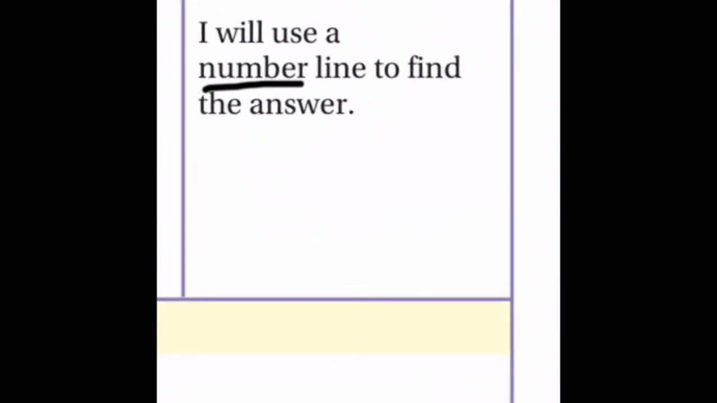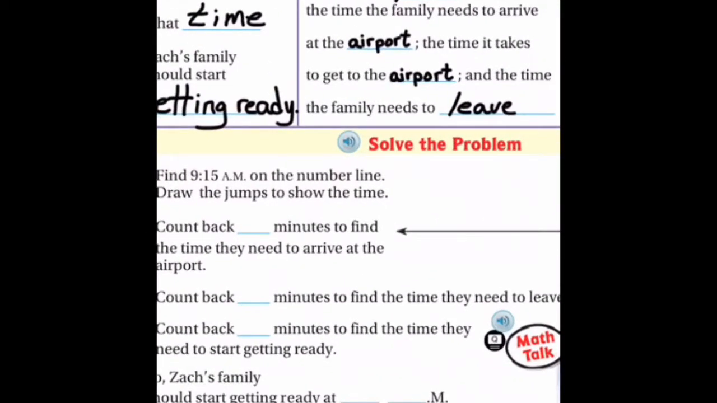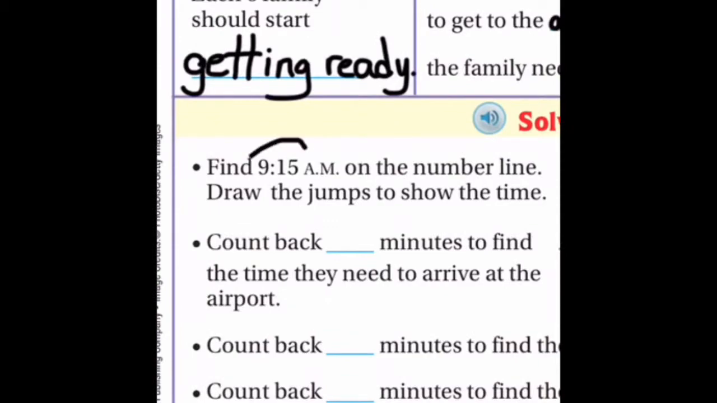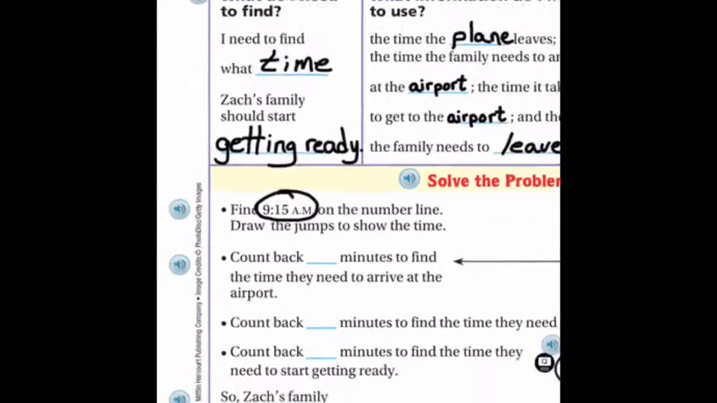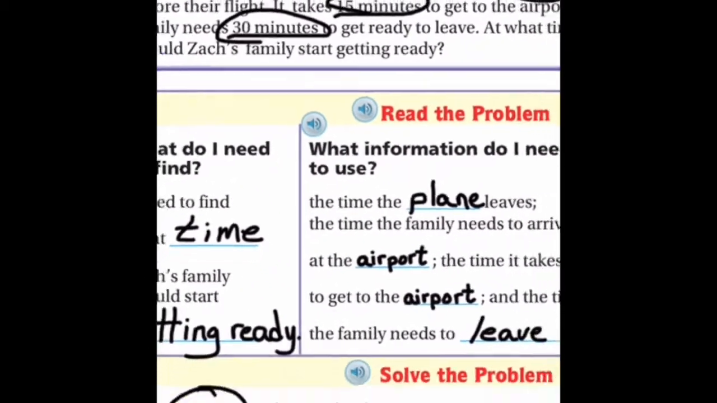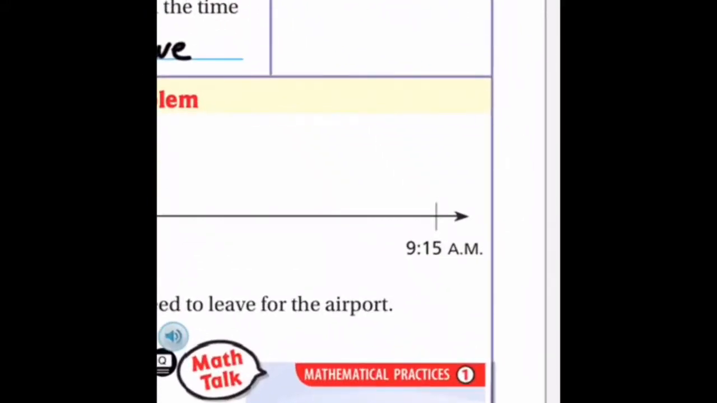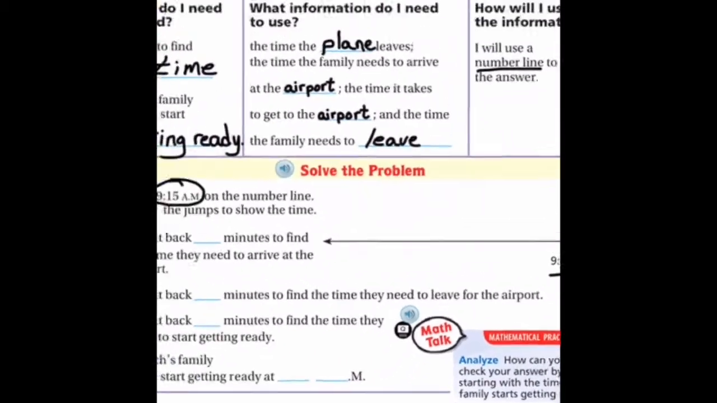We're going to make a number line. Okay. So, really important thing, when it gives you a time, you have to realize, is that the beginning time or the ending time? So we find 9:15 a.m. on the number line. That's the time the plane leaves. So that's going to be the ending time, because we're trying to figure out when they need to start getting ready, right? So 9:15 a.m., that's when the plane leaves.